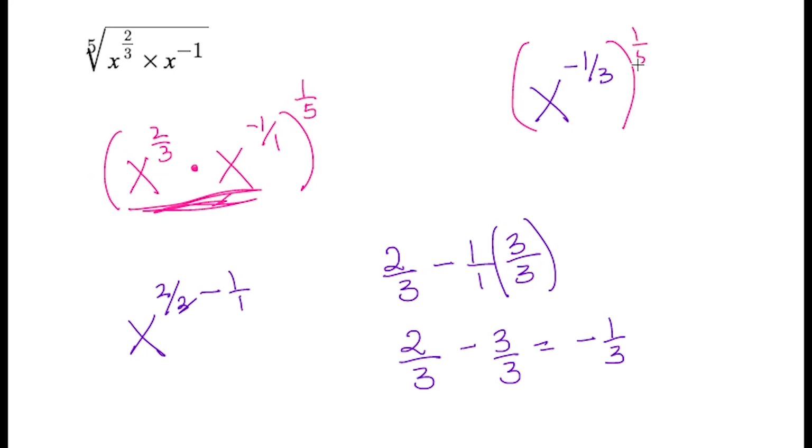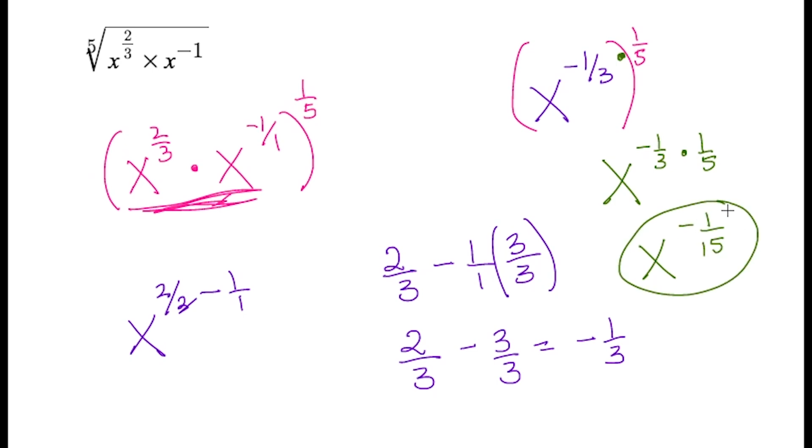And I still have to take that to the 1/5 power. So that means, since 1 is on the inside and 1 is on the outside, we are multiplying. X to the power of -1/3 times 1/5 is x to the power of -1/15.